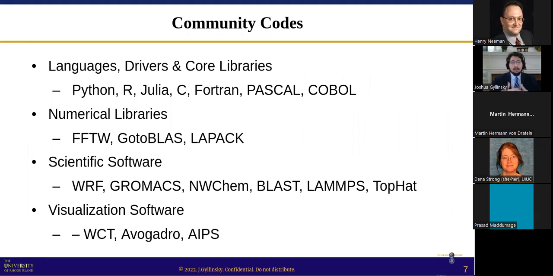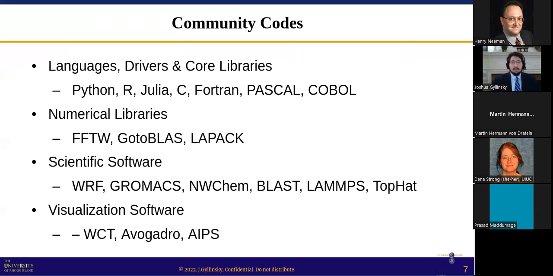For community codes, they come in all different languages. More recently, a lot of software seems to be written in Python, R, and Julia. Older software tended to be written more in C, and if we go back, a lot of the Fourier transform software might be in Fortran and other things in Pascal and COBOL, but it could be written in anything. And they tend to be broken up depending on the specific use of the user, whether it's numerical, scientific, or visualization.